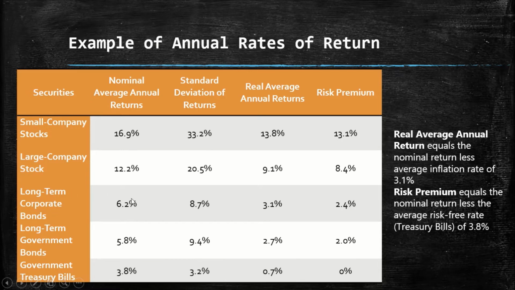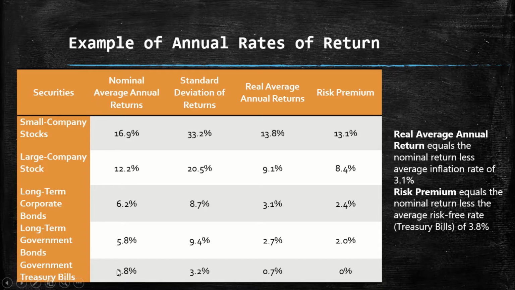We know that if you look at the nominal average annual returns, bonds are only about half as compared to the returns for shares. Okay? And then we have long-term government bonds, 5.8%. And then treasury bills, which we consider as the basis for what we call the risk-free rate. When we say risk-free rate, as compared to high-risk investments, this is the lowest. This is the basis.